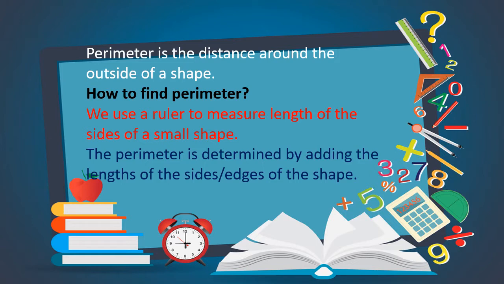Now see students, if you have a 2D shape and you have to find the perimeter, what you have to do, you have to measure all the sides and then add all the sides. Then you can easily find the perimeter.